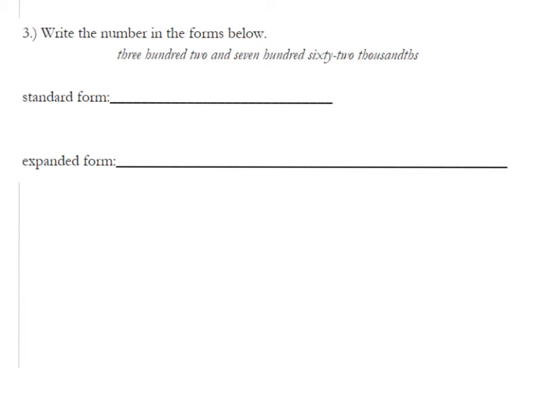Problem number 3 asks you to write the number in the forms below, and it gives the word form. It says it's 302 and 762 thousandths. That's tricky. They want standard and expanded. So let's see if we can write standard down first. So think 302. If I said that, 302, what would that look like? If you wrote this down, you're correct. 302. And then we have that word "and," which always means our decimal point. So we'll write down our decimal point. And then let's look at the second half. 762.